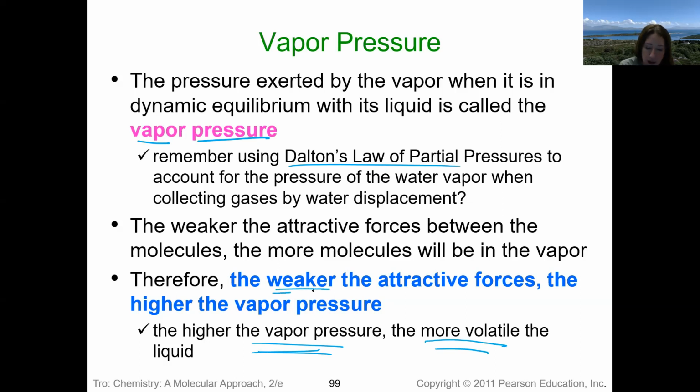So the weaker the intermolecular forces, the higher the vapor pressure, because higher vapor pressure means more molecules in the gaseous phase, because it's easier for them to break those intermolecular forces, since they're already weak, and become gases. More gases means more gases hitting the side of the container, higher vapor pressure.